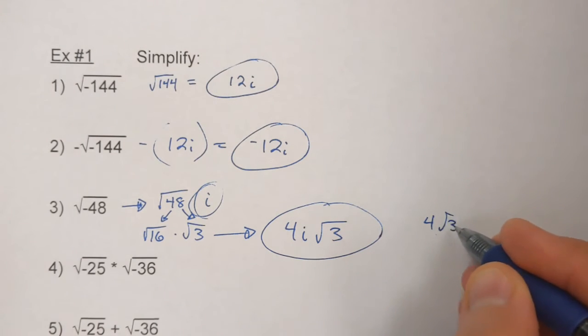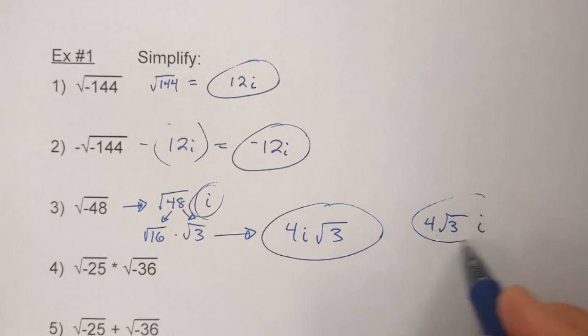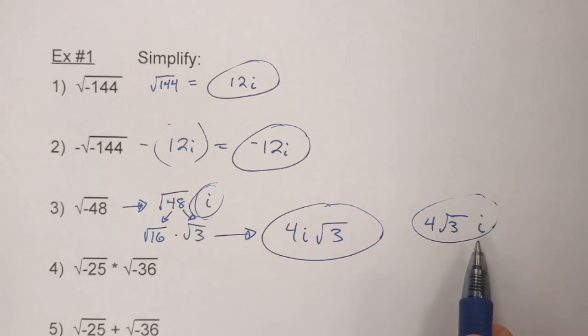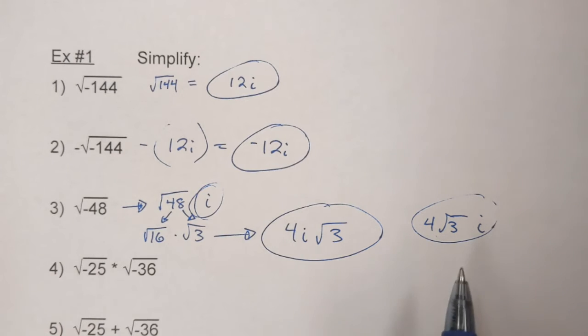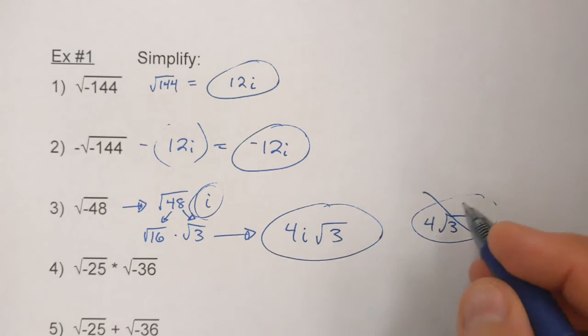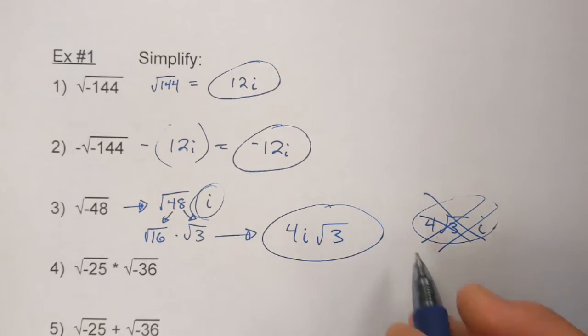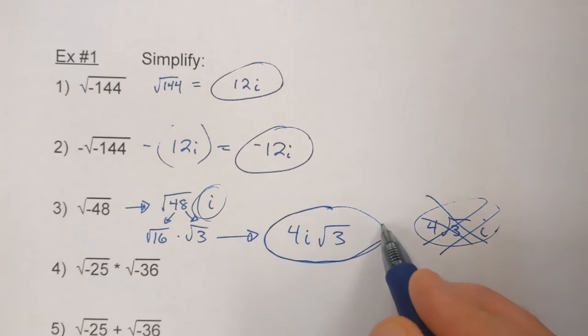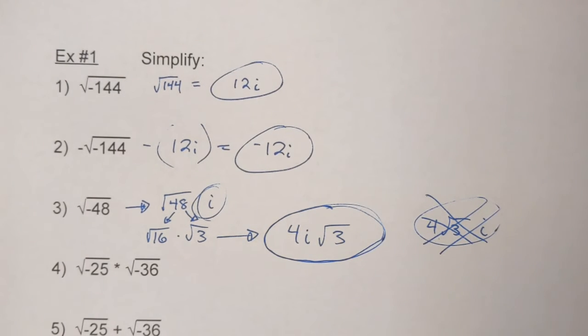Now technically, if you wrote your answer with the I at the end, it would be acceptable, but it's not really the preferred way. Mathematicians prefer you put the I in front of the radical sign like this.